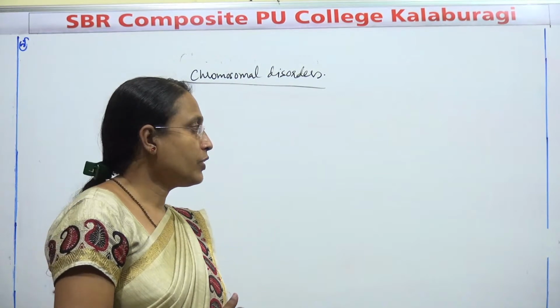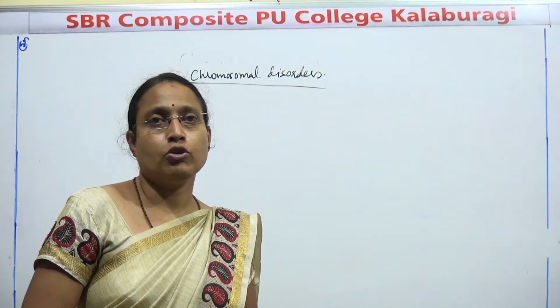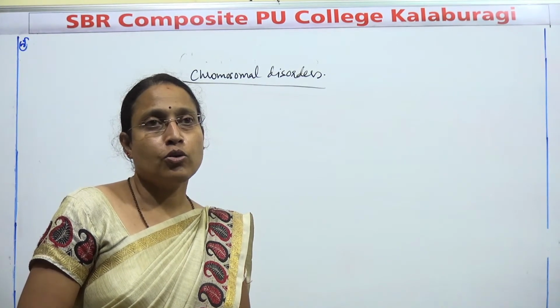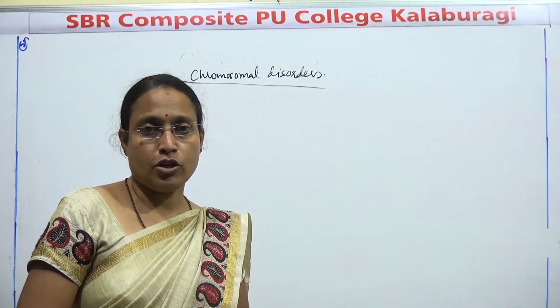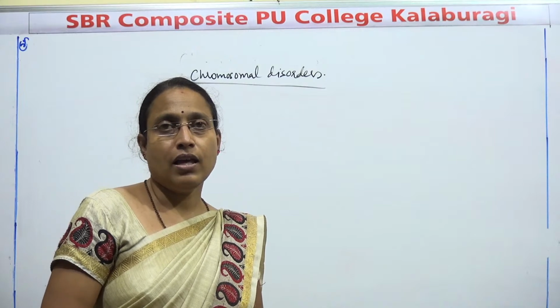Then I continued with chromosomal disorders. In chromosomal disorders, I have discussed two, that is Down syndrome as well as Turner's syndrome. The last syndrome, that is Klinefelter syndrome, I'll discuss in the next class.